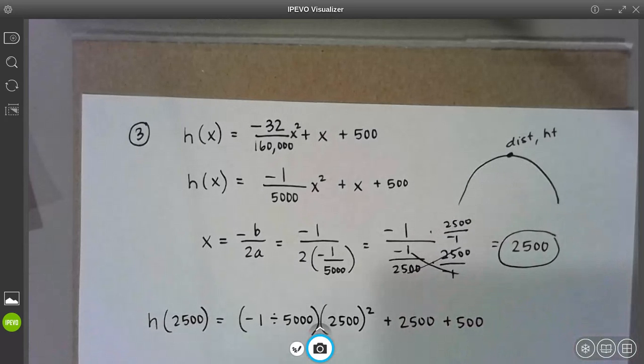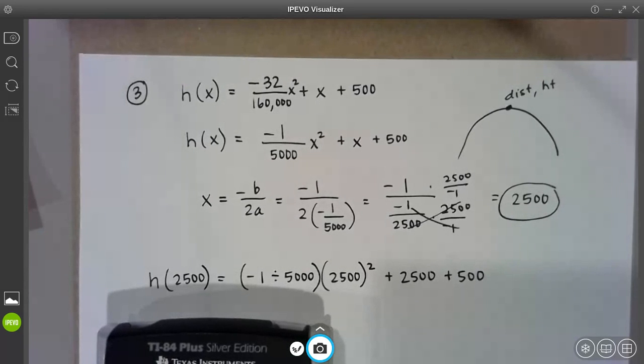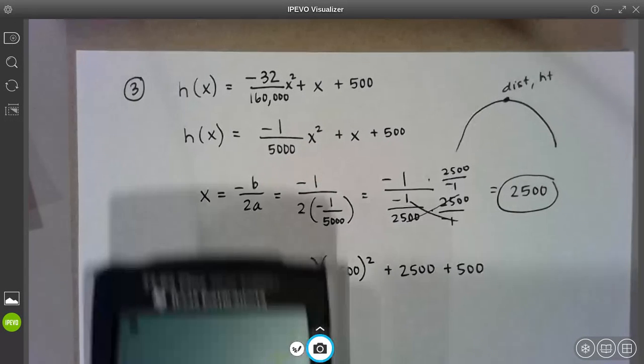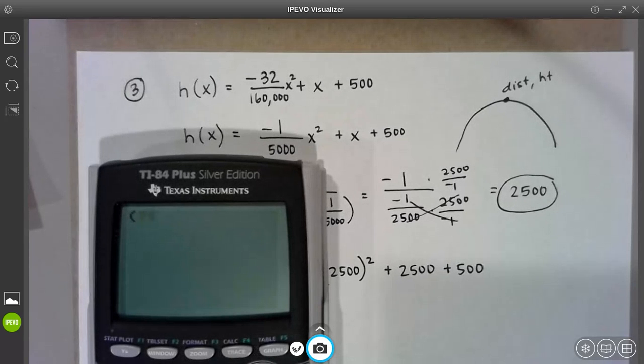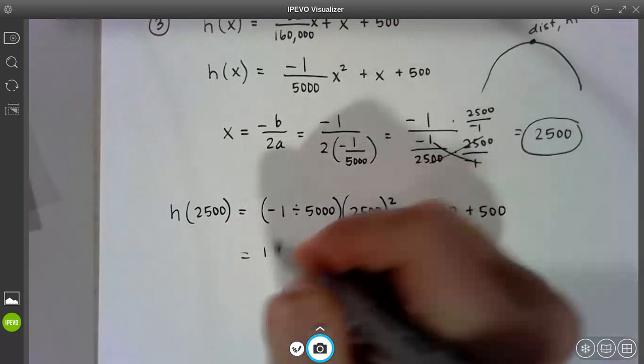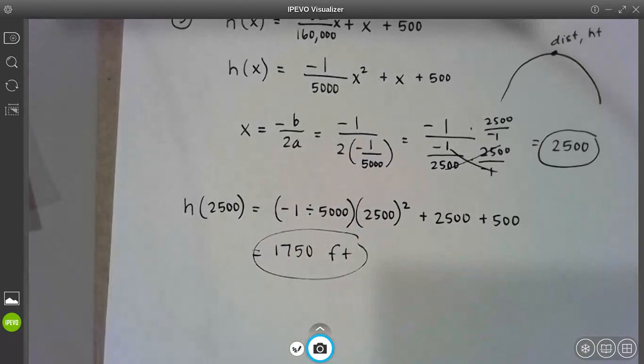So if you type it in just like that, it'll do the whole thing for us. So let's plug that into our graphing calculator and see what that maximum height is. 1,750 feet is the max height that our projectile is going to reach.